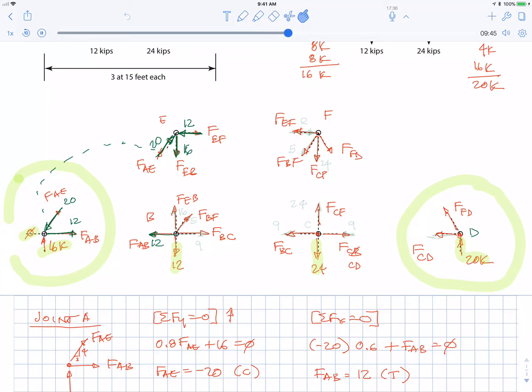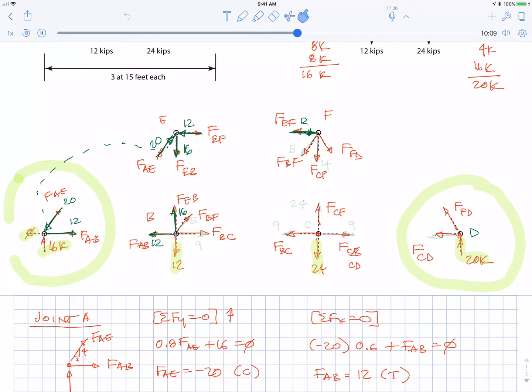And what I'm going to do again is just go to the partner joint. E is connected to F. So if it's pushing into E with 12, it's pushing into F with 12. So let me draw that way. And if EB is pulling from E with 16, it's also pulling from B with 16.